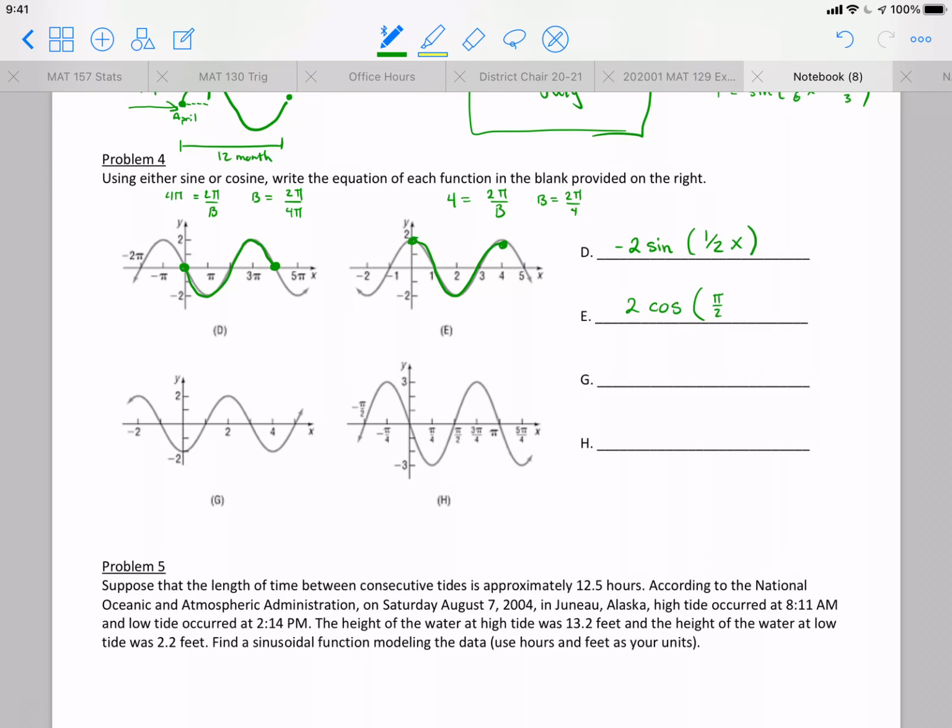Pi over 2x. Okay, that's an easy way to do that. All right, G. Well, heck, that's the same graph as E, except it's flipped, isn't it? Looks like it to me. So I'll just flip it.